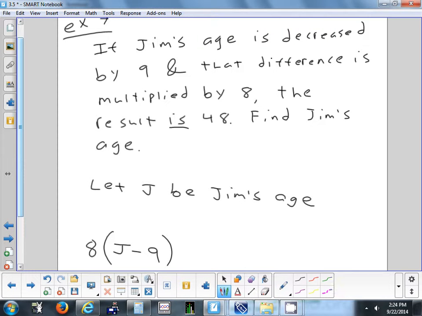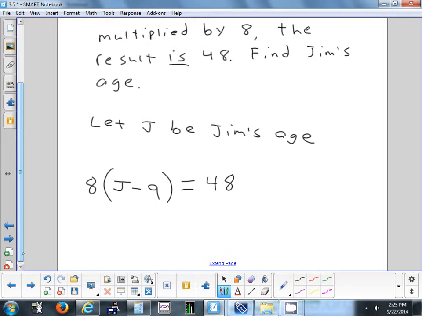So we get the left-hand side. Now it says the result is 48. So it equals 48. Is means equals 48. Now we need to solve it. This one actually isn't as bad to solve. All right, so how do we solve it? What do we have to do on the left?